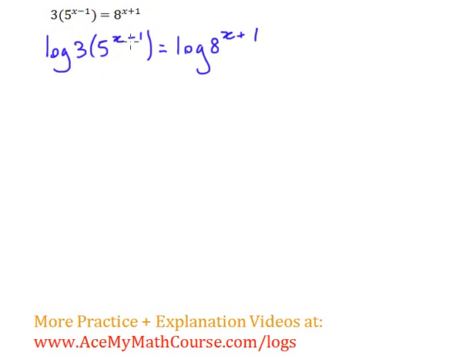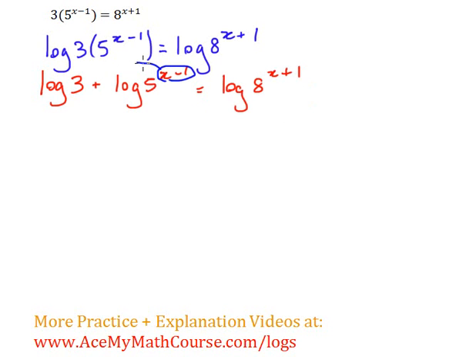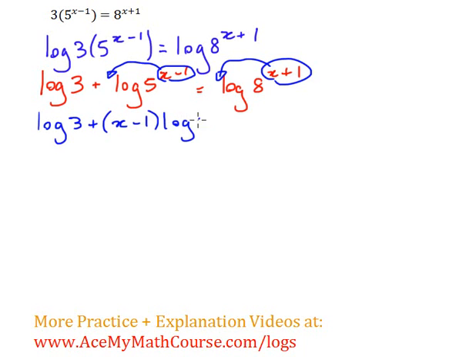Before I can bring down the exponent, I need to split this up into log 3 plus log 5^(x-1) equals the log of 8^(x+1). Now we can actually bring down the exponent, and here as well, and multiply the exponents by the logs. So I have log 3 plus (x-1) times log 5 equals (x+1) times log 8. Great. Now what do I do? I can just distribute the log 5 and the log 8.